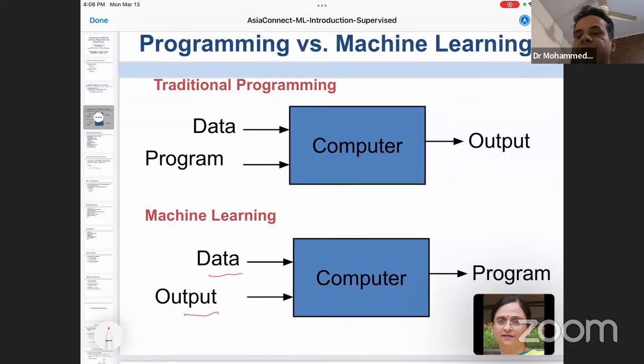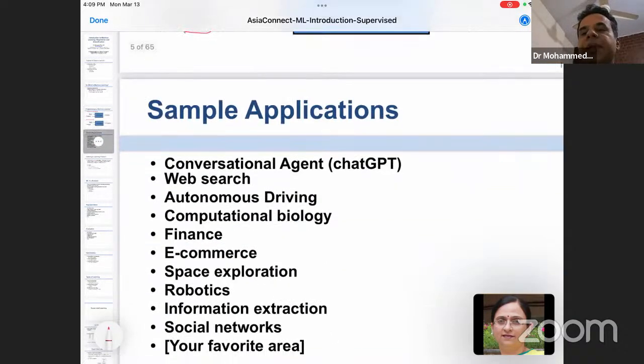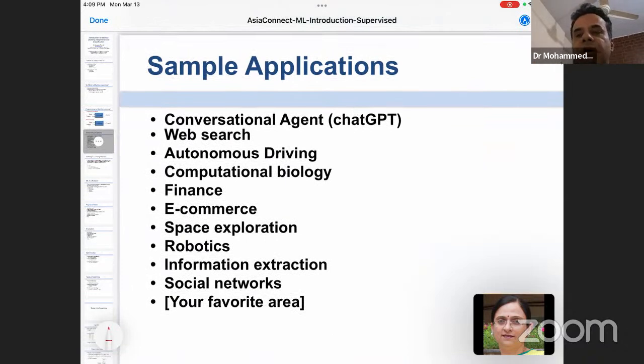In programming, we need to write some code to convert data to the desired output. In machine learning, we have an input and a desired output, and we have to find a function that can map from input to the output. Okay. There are many applications. Like ChatGPT, an exciting machine learning application, web search, autonomous driving, computational biology. You can name your favorite area; there are applications there for machine learning.